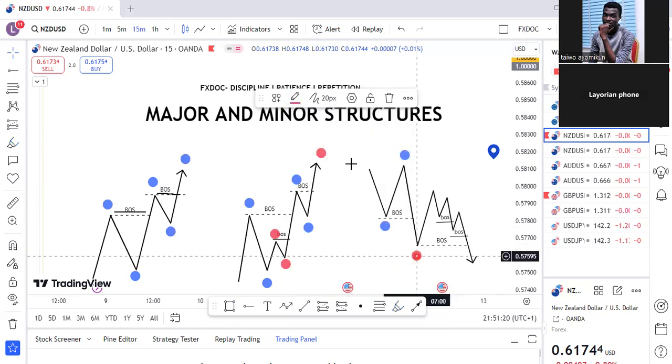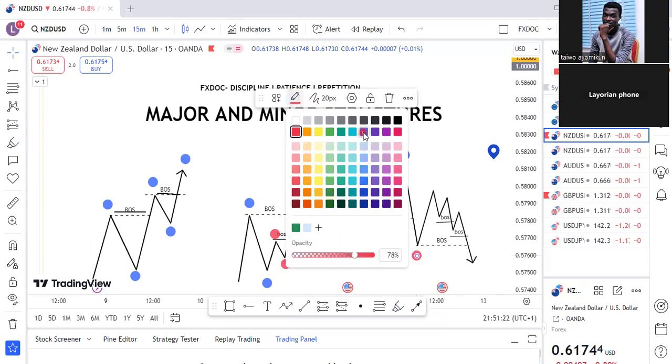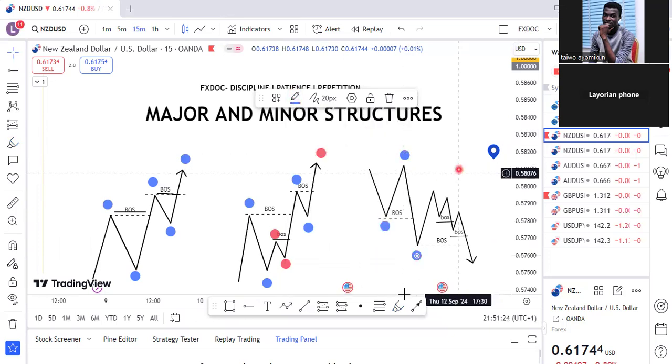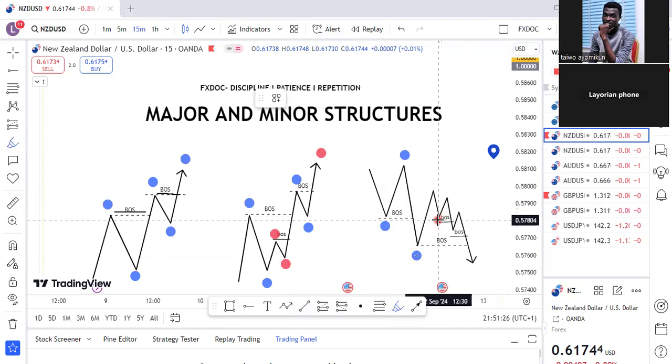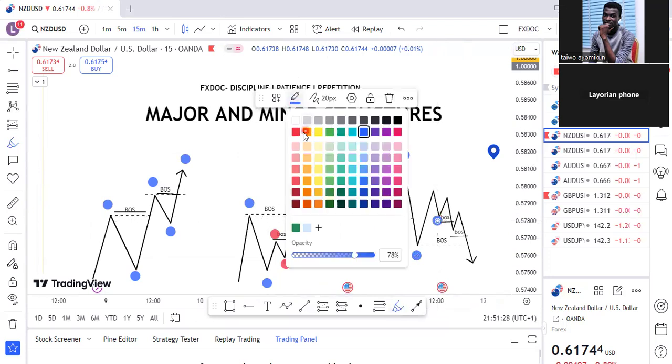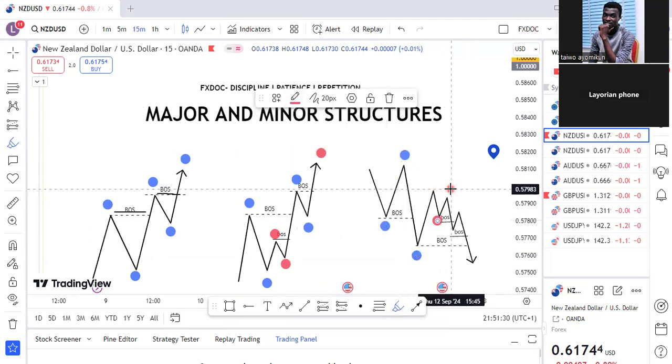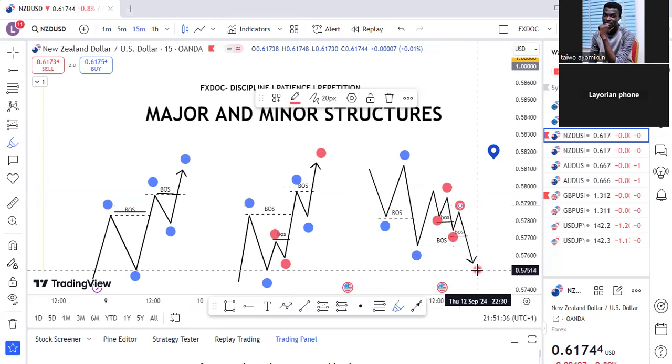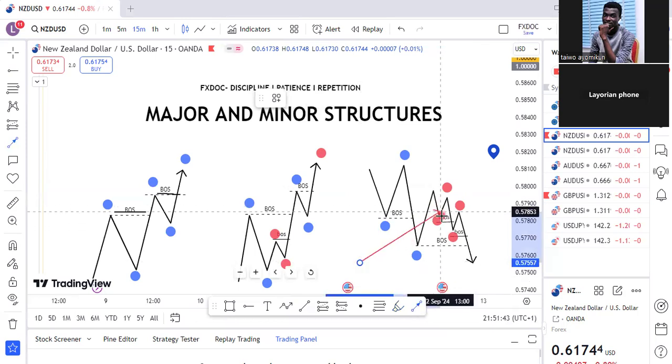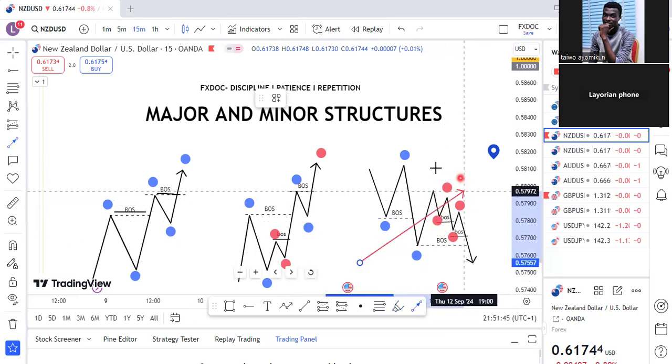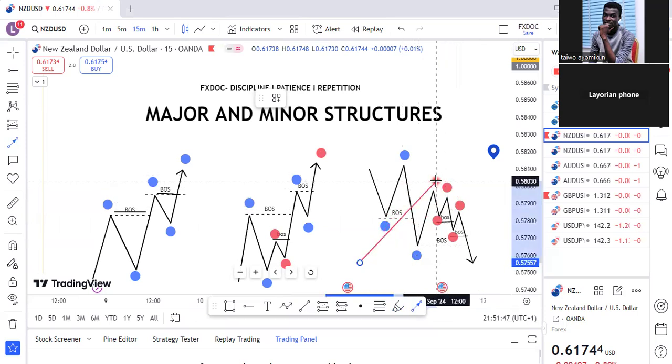Now, minor structure can also be called internal structure. That is a structure that is a small structure that is inside a bigger structure. That is what we refer to as minor structure. It is a smaller structure inside a bigger structure. So here now we can refer to all of these two moves as minor structure inside this big structure.